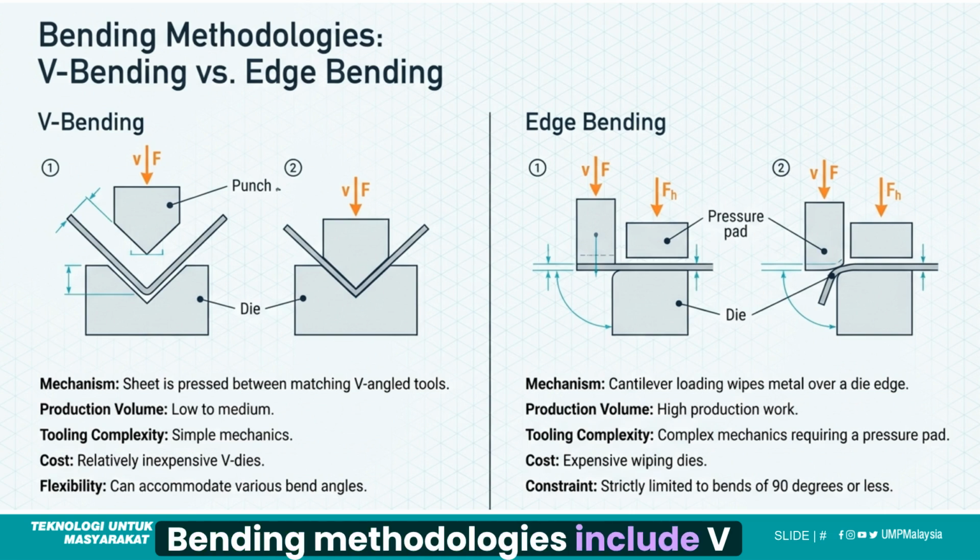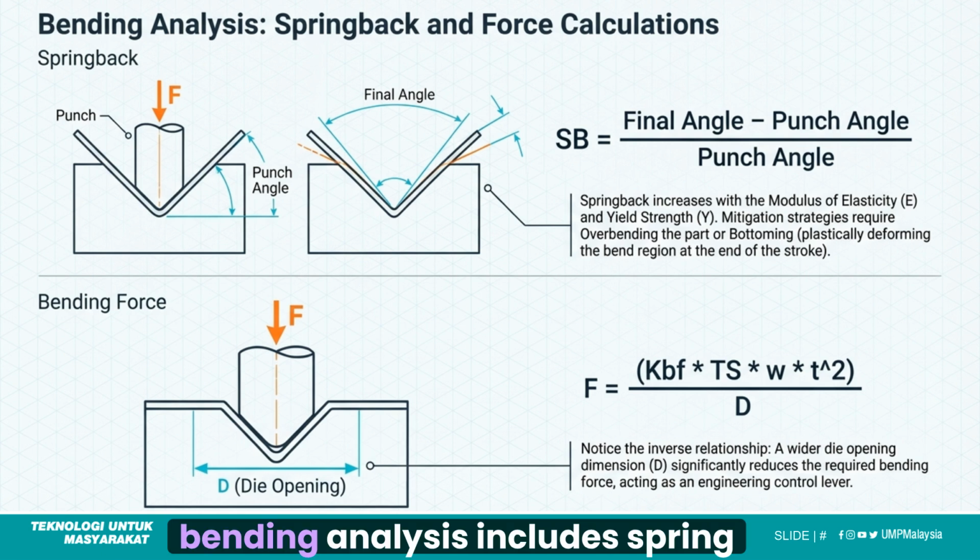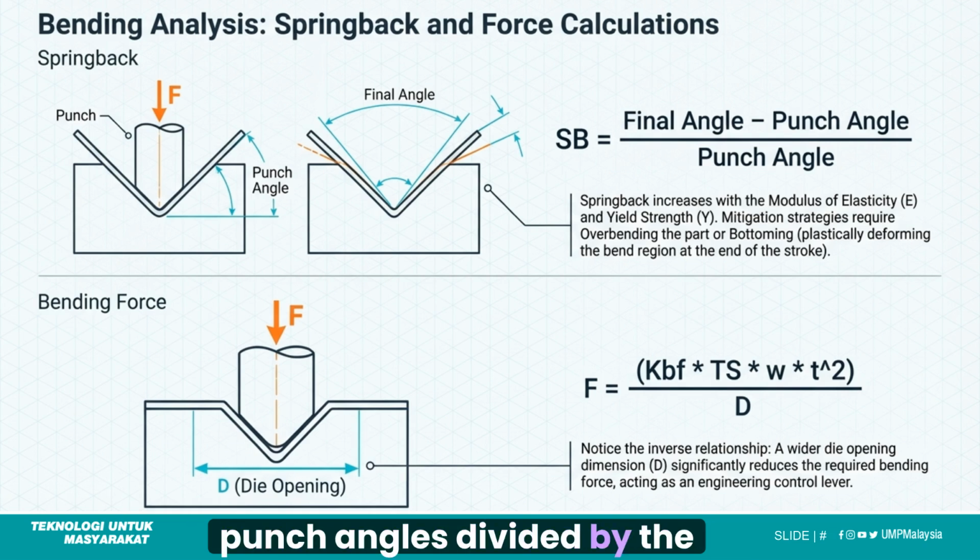Bending methodologies include V-bending, where the sheet is pressed between V-angled tools, suitable for low to medium production. Edge bending uses cantilever loading and is for high-volume, complex work, but is limited to bends of 90 degrees or less. Bending analysis includes springback, which is calculated as the difference between the final and punch angles, divided by the punch angle. Bending force is inversely related to the die opening dimension.